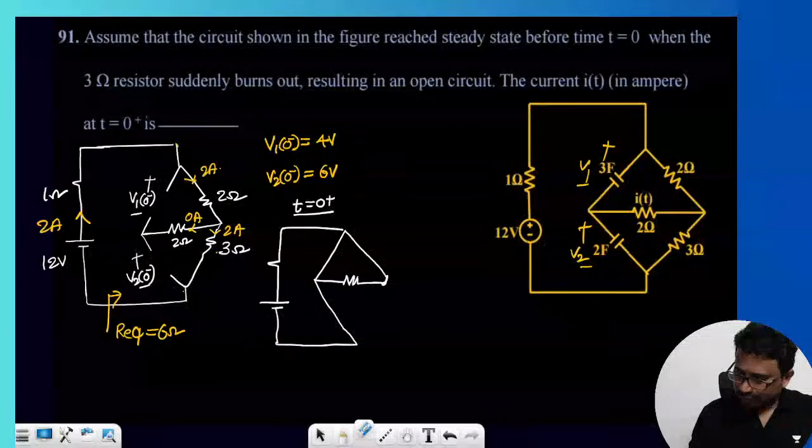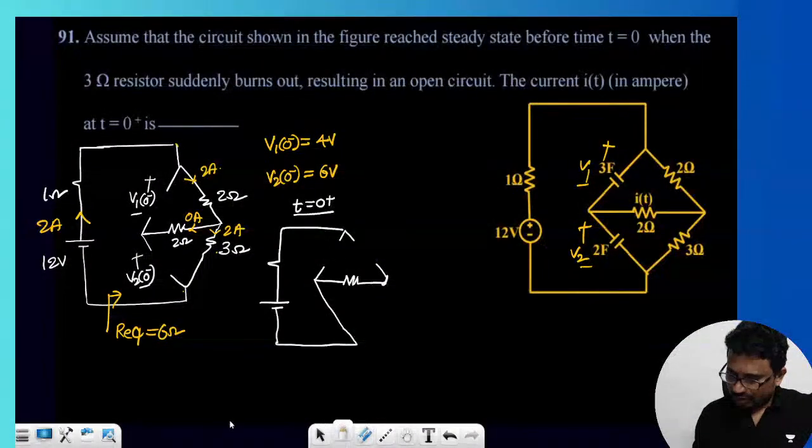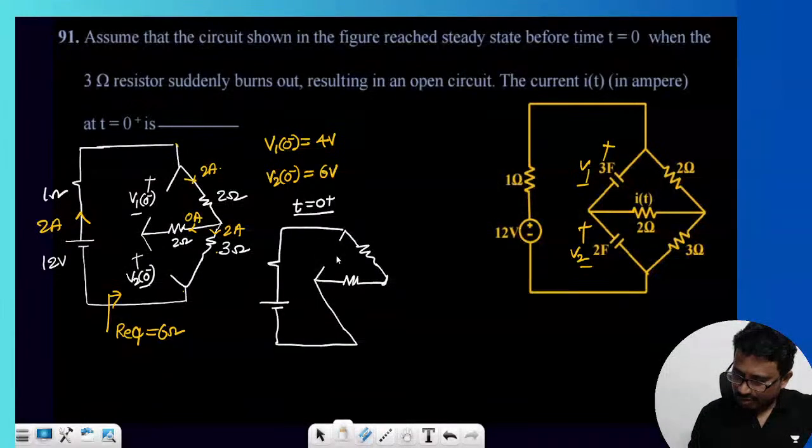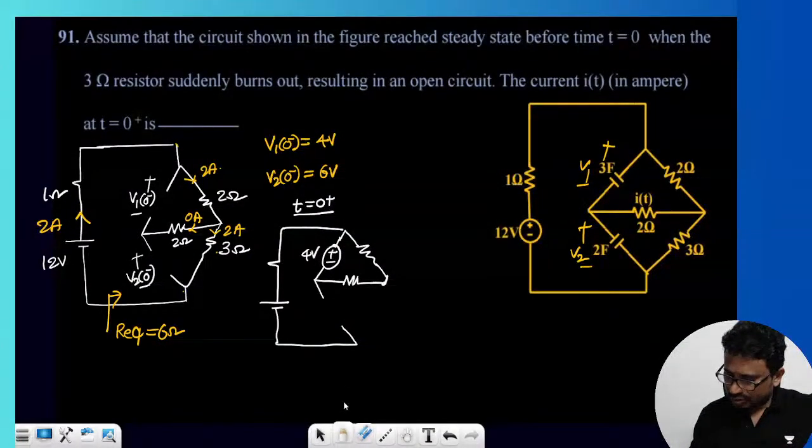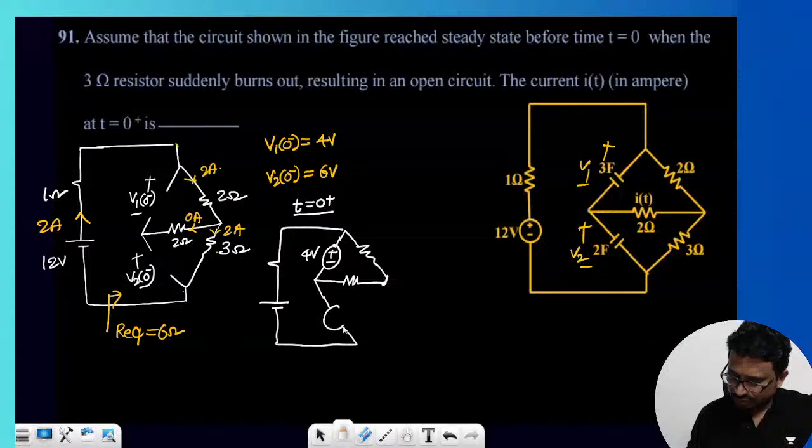Right. So here, the capacitor is shorted with the initial voltage. How much is the initial voltage here? This voltage is how much? 4 volts. And this capacitor is also shorted with the initial voltage. How much is the voltage? You tell me. 6 volts.